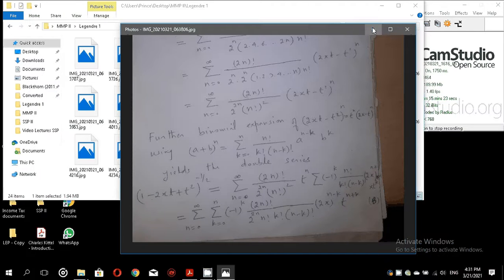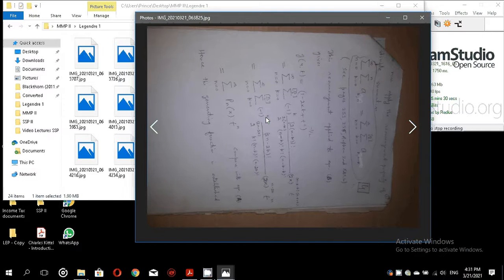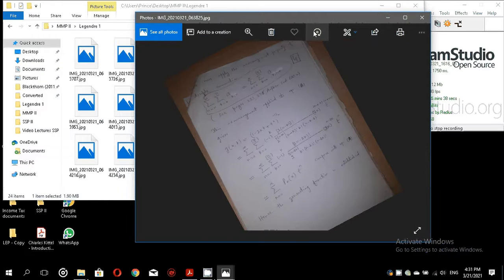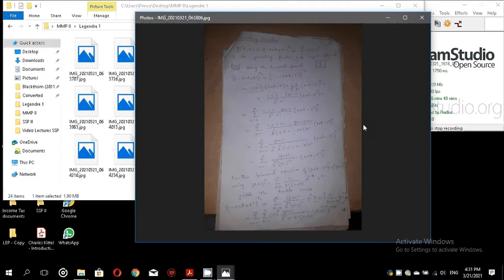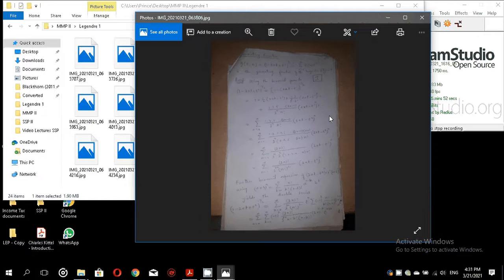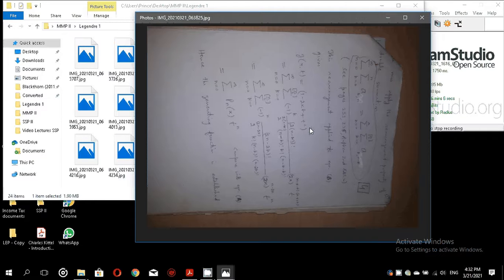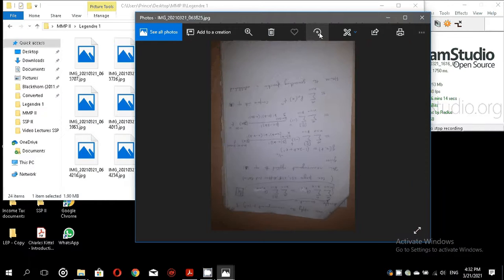I have to go to the next page manually. So this is page number 4, and if I put it upside down, it looks like this.